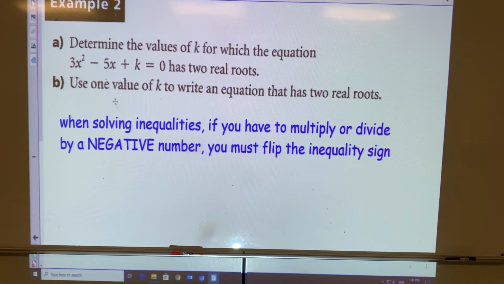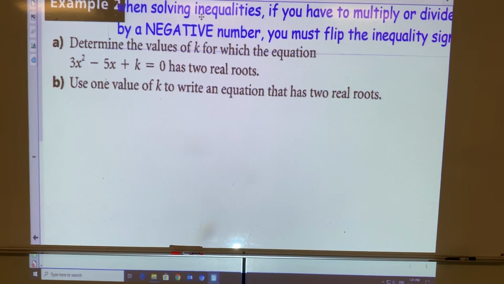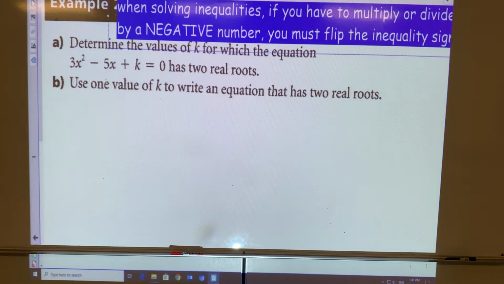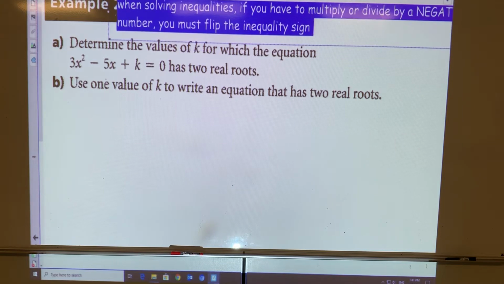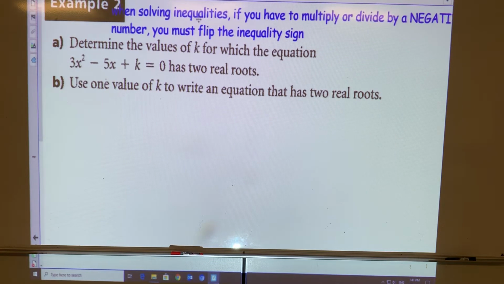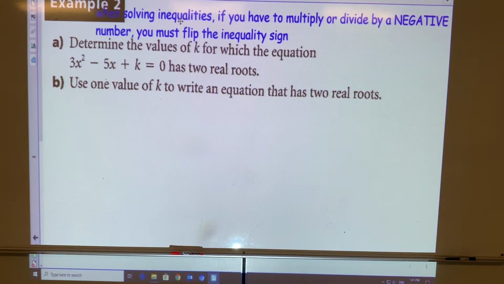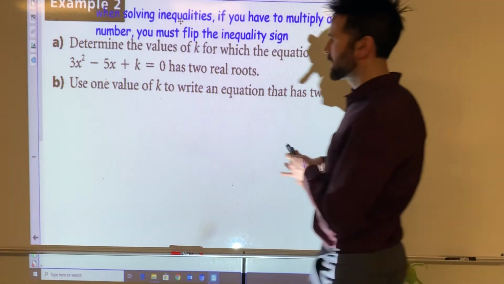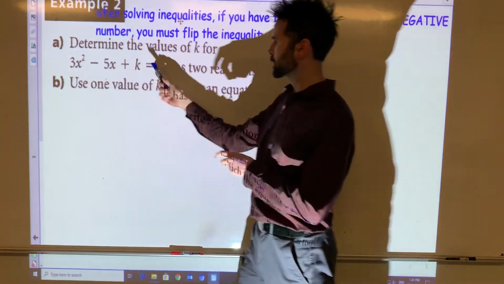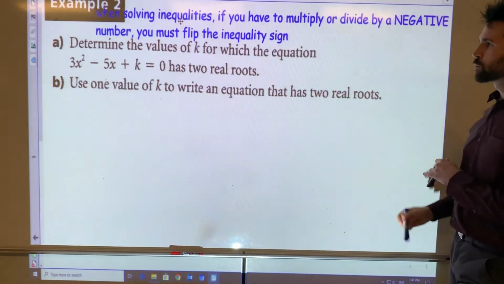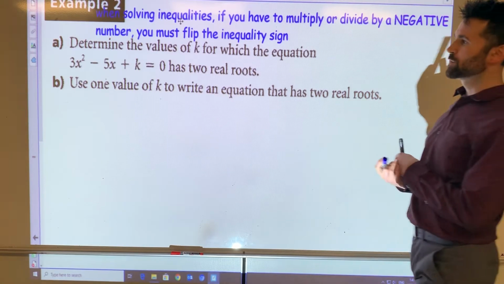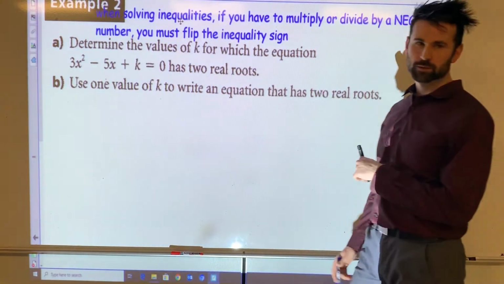Yeah, we skipped the try it yourself. Now over here, is this in your booklet? Yeah, okay, so I'm just reminding you that when you're solving an inequality, if you multiply or divide by a negative number, you have to flip that inequality sign. So we'll see where that comes in. This is a favorite question where they basically replace one of these terms with a k. And they say, so what values of k would this equation have two real roots?